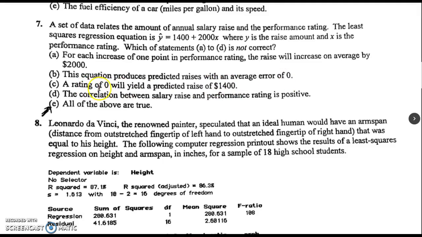C says a rating of 0 will yield a predicted raise of 1400. If you plug in 0 for x, you get 1400 for y. So C is true. D says the correlation between salary raise and performance rating is positive. The correlation is positive because the slope is positive. So D is also true, which means that E, all of the above are true.